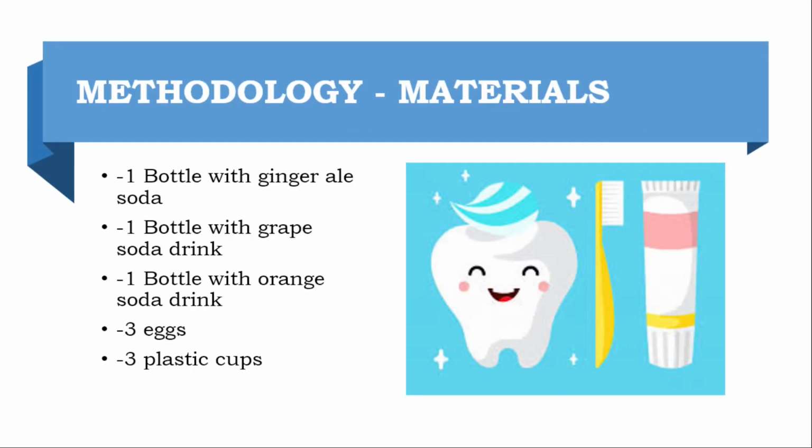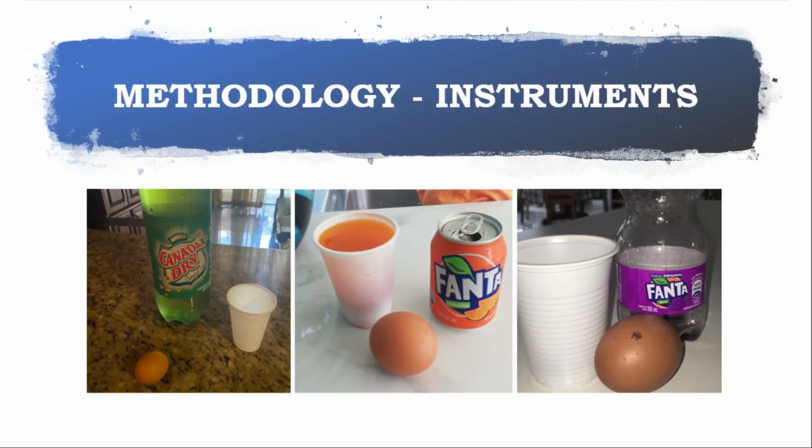Now the materials that we use to make the project. First, one bottle with ginger ale soda, one bottle with grape soda drink, one bottle with orange soda drink, 3 eggs, and 3 plastic cups. Also, there are these 3 images of how it looks, the material that we use.